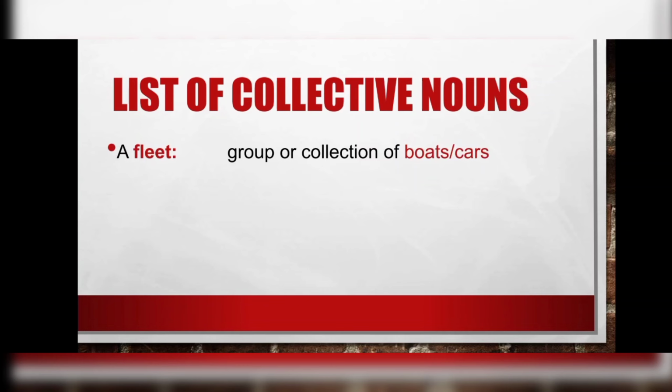Take your notebooks and construct your own example sentences of these collective nouns. A fleet, it is a group or collection of boats or cars. A string, it is a collection of pearls. If the pearls have been united together in one string, it would be known as a string.